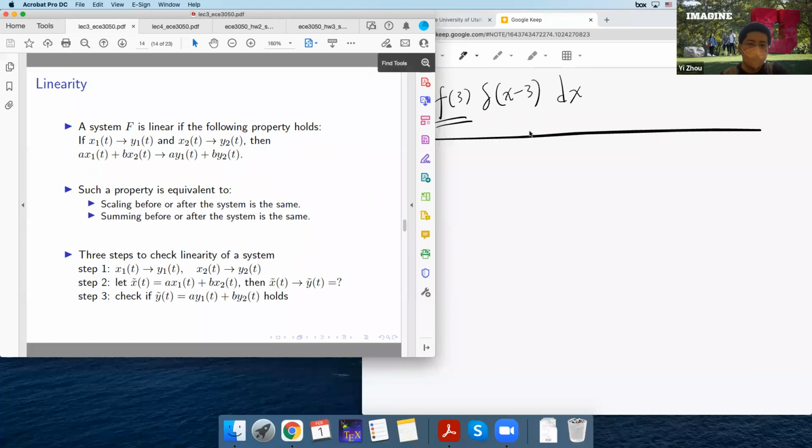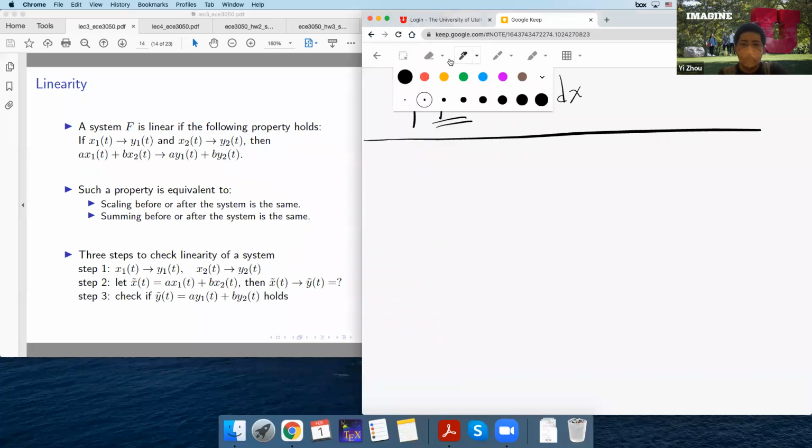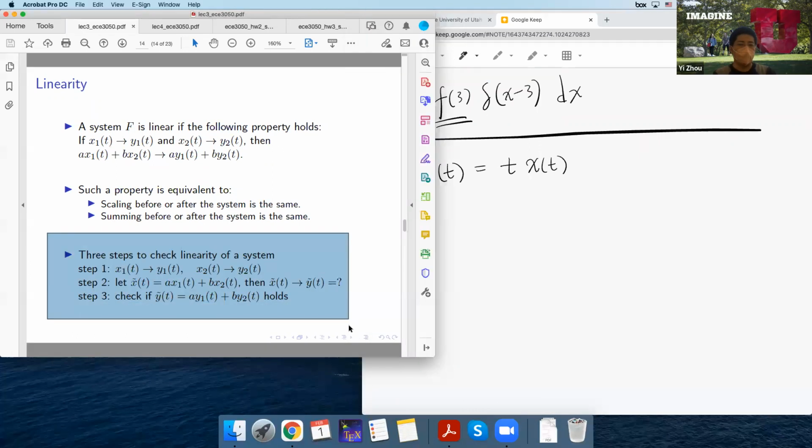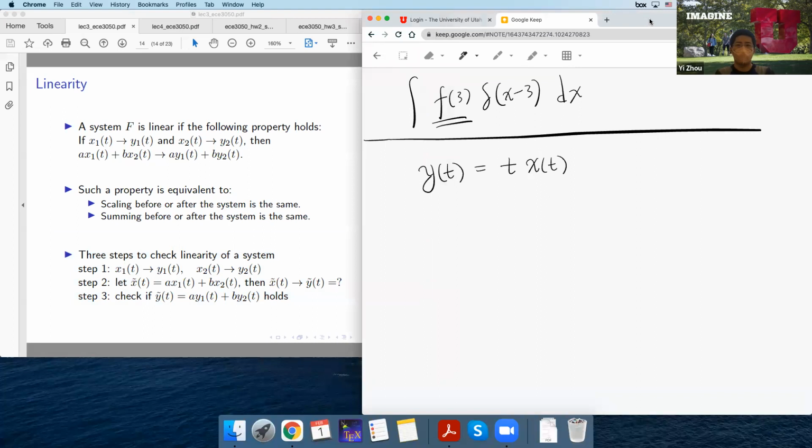Okay, and I think we can quickly do one example here. Please spend 2 minutes on this. For this system, let's verify if this is a linear system or nonlinear system, following the three steps on these slides. So y(t) is t times the input signal x(t).